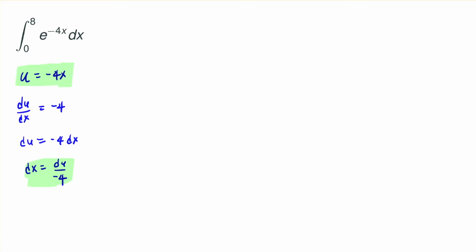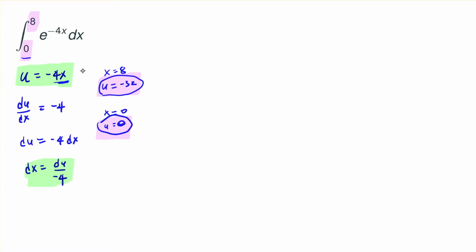But also, we have to notice that this 8 and 0 is for x. So when x is 8, for the upper bound, u will be negative 32. I'll plug 8 right here. And similarly, when x is 0, u is 0. So we also have to change the bounds as well. These too become new bounds when we substitute in terms of u. So let's do that here.